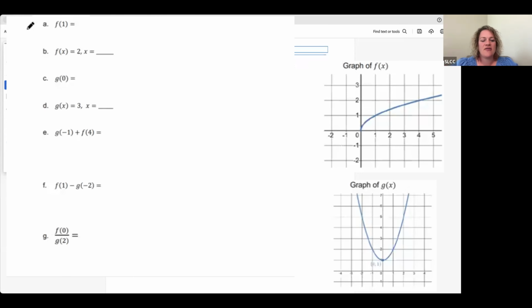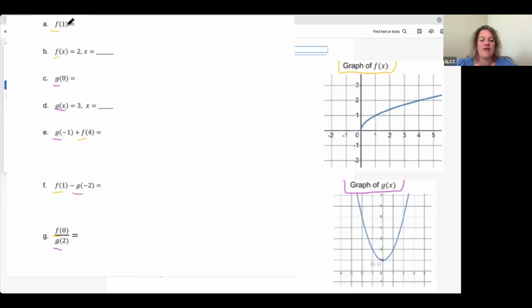Let's look at letter A. Find f of 1. So first of all, you could go through and highlight if you want to. This is f, here is f, there's an f. So you know where you're looking for f, and then you can highlight g. This is the g of x graph, so here we're looking at g. Look at E, it combines both of them, so you've got to make sure you're looking at the right spot, g and g. All right, then the next thing we want to do is inputs and outputs.